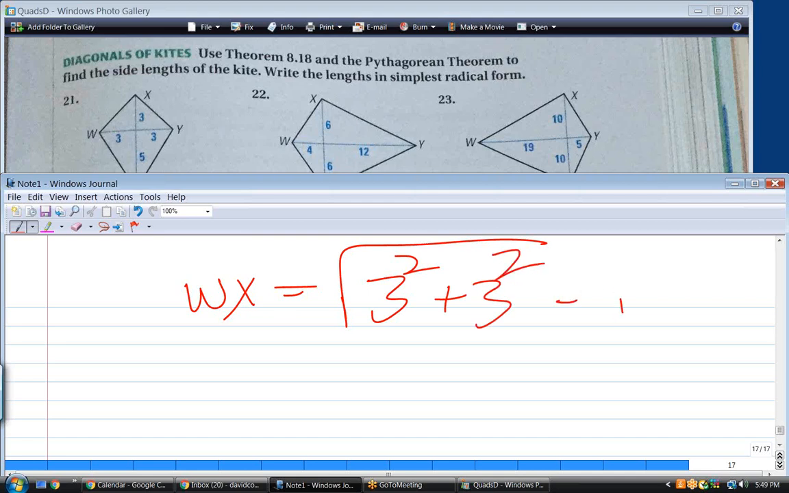Yeah. Okay. The square root of 18. Square root of 9 plus 9. Okay, now the square root of 18 can be simplified. How?